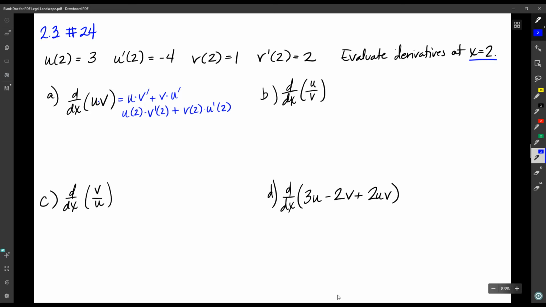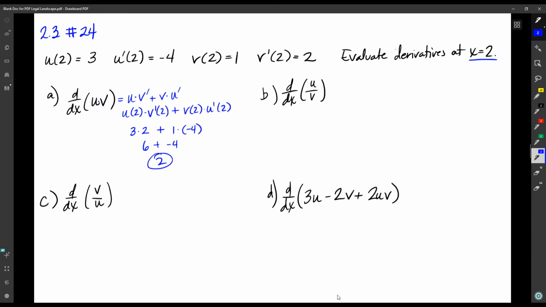So let's make those substitutions. u of 2 is 3, while v prime of 2 is 2. And then we're going to add v of 2, which is 1, times u prime of 2, which is negative 4. So we have a 6 plus a negative 4. Answer to part A is 2.